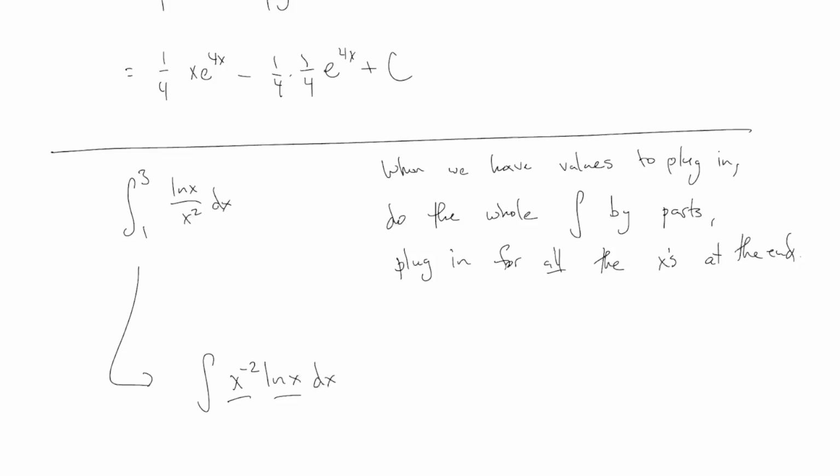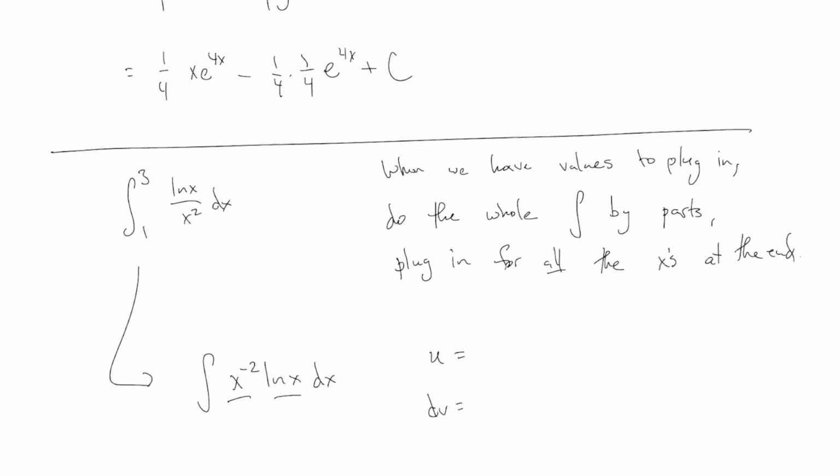What shall I pick for the parts, the u and the dv? The u should be something that I like to take the derivative of. The dv shall be something that I like to take the integral of. What about ln of x? What do you think? Should that be the u or the dv? Yeah, it should be the u, because the derivative of ln x is 1 over x, which is not so hard to deal with. The integral of ln x is not as easy, it's something like x ln x minus x.